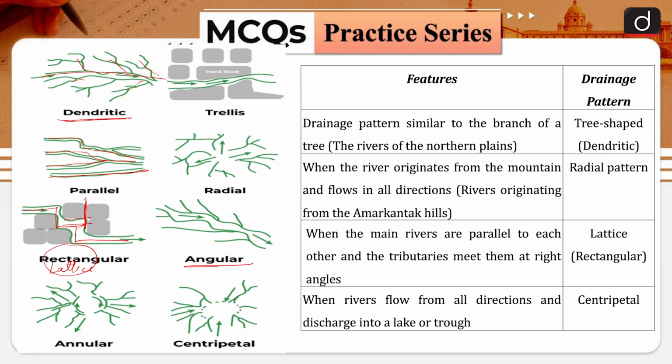Here this is angular. You can see that this is the main river and tributaries are meeting at any kind of angle. So this is angular, and then centripetal we have already discussed. All the streams are coming from different sides and they are meeting at an area or trough, basically a lake or something. So that is centripetal. I hope this is clear.